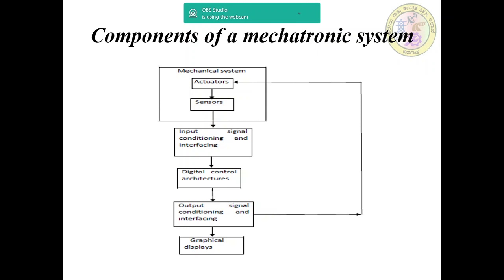And then the next thing is input signal conditioning as well as interfacing. That is, conditioning and interfacing circuits provide connection between control circuits and the input output devices. In input signal conditioning and interfacing, these are the discrete circuits or amplifiers or filters, that may be analog to digital converters or digital to digital converters.